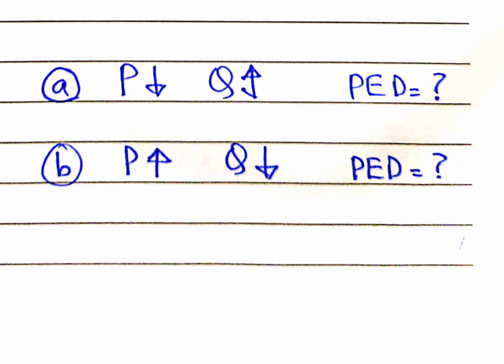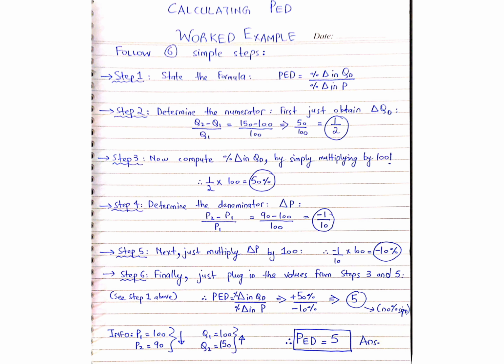Okay, so up till now, we've just focused on the fact that the answer is overall always going to be a negative term, but we have not yet tried the formula for PED, and this is what we're going to do next. Okay, so as you can see on the screen, I have shared this worked example where you can see that I've broken down the entire calculation into 6 simple steps.